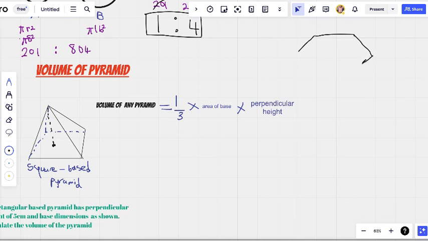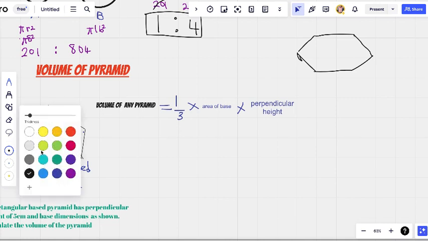Before you can calculate the volume of the pyramid, you have to find this base area. And how do we find the base area if it's a hexagon? If the base is a hexagon, how do you find the area of the hexagon?